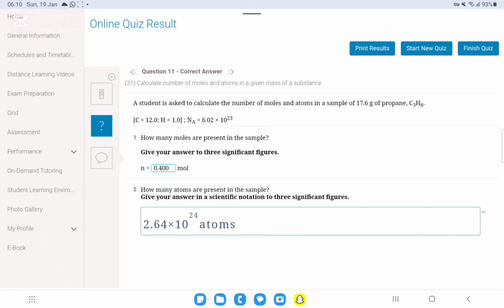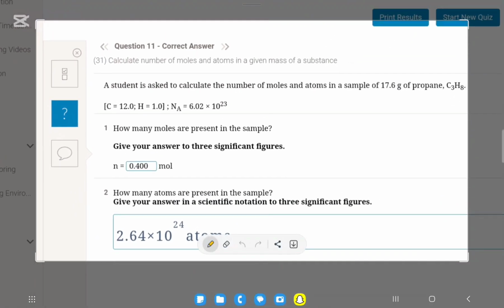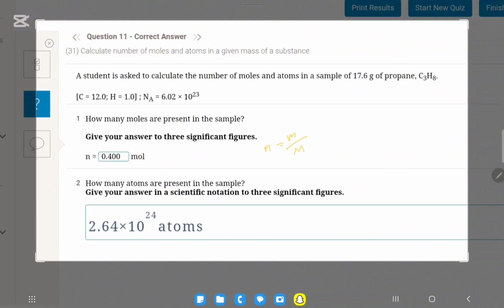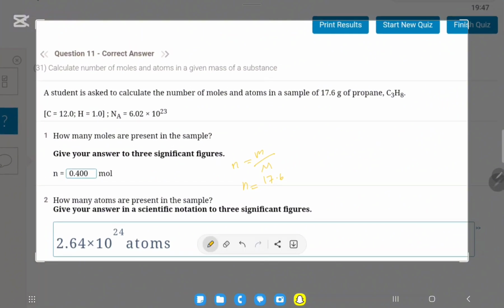A student is asked to calculate the number of moles and atoms in a sample of 17.6 grams of propane, C3H8. To find the number of moles, we use the equation n equals m over M. n is the number of moles. We need to find that. Mass, they gave it to us, 17.6 grams of propane. So to find the molar mass of propane, we have to add the atomic masses of all of the atoms.